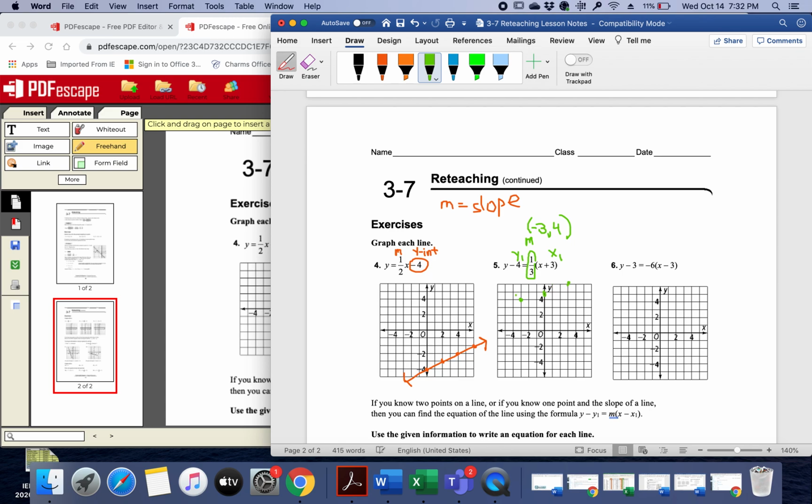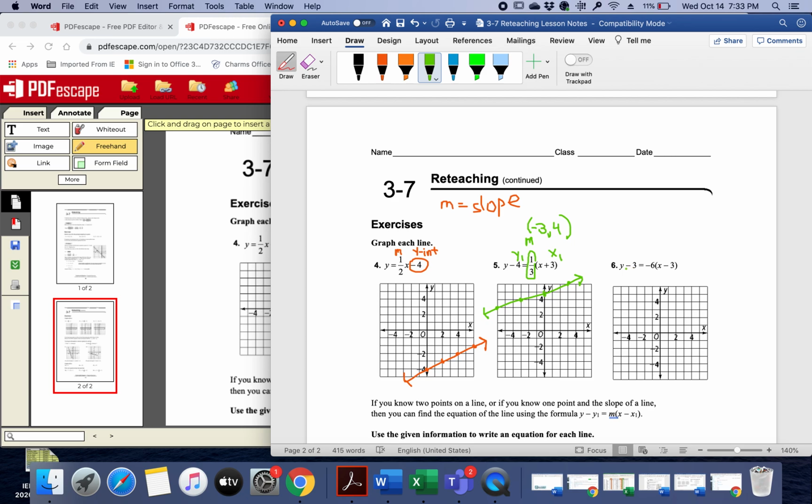You can actually go backwards also. If it's a positive 1/3, that's going to be the same thing as a negative 1 over negative 3, because in math, two wrongs make a right. So you could go down 1 and back 3 and put a point there also. And you can see that all these line up in a perfect line. So if we can draw a straight line through these, then we'll be good. Hey, that's not bad. Okay, so there's our graph for number 5.